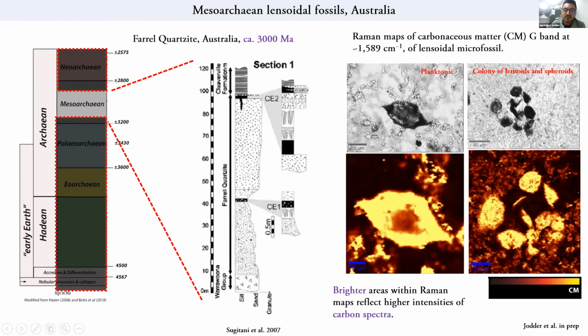This is very startling and very interesting to study. We did study it with Raman spectroscopy, and we found the carbonaceous matter distributed throughout the structure of the spheroids or lensoids. They are distributed throughout these microbes, and this is one of our recent studies from the Australian counterpart of the Mesoarchean time.